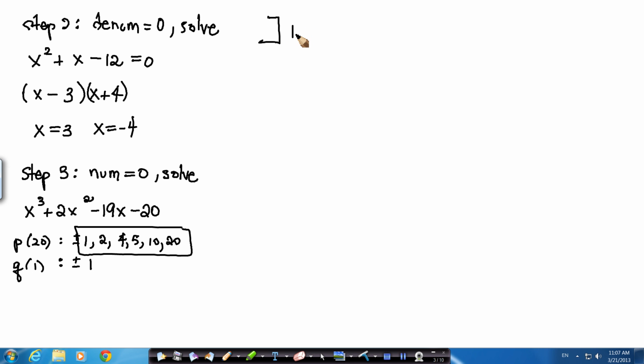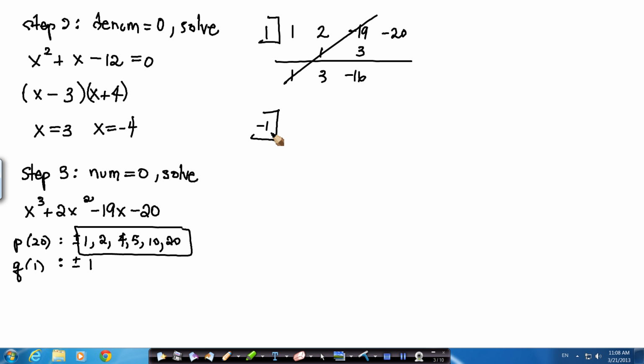So we have 1, 2, negative 19, and negative 20. Try 1 first. 1 times 1 is 1. 1 plus 2 is 3. 1 times 3 is 3. Negative 19 plus 3 is negative 16. It's not going to work. All right, try negative 1.